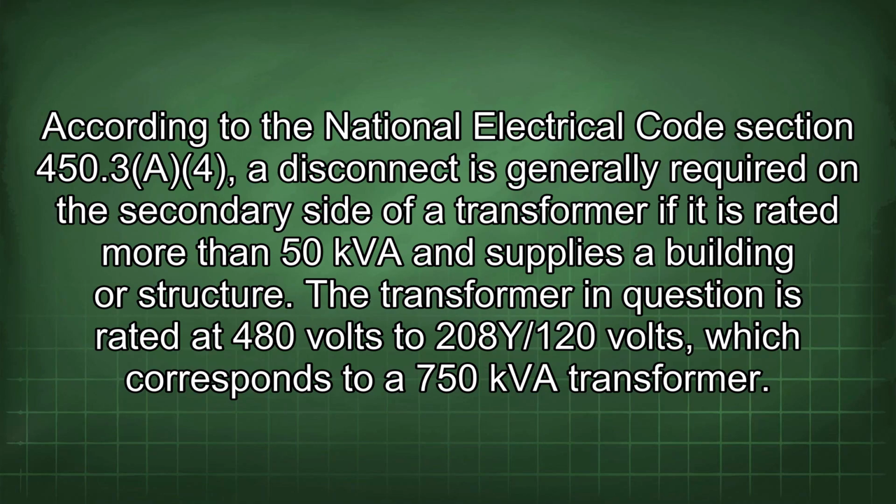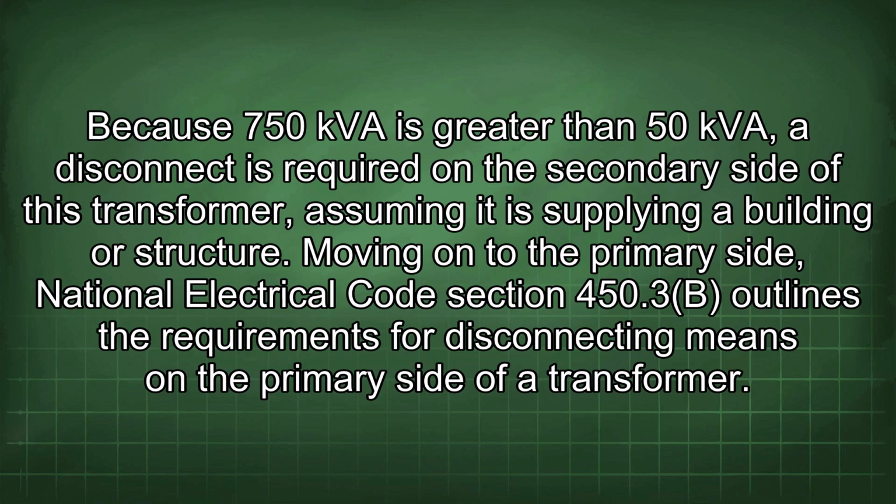According to the National Electrical Code Section 450.3, a disconnect is generally required on the secondary side of a transformer if it is rated more than 50 kVA and supplies a building or structure. The transformer in question is rated at 480 volts to 208Y/120 volts, which corresponds to a 750 kVA transformer. Because 750 kVA is greater than 50 kVA, a disconnect is required on the secondary side of this transformer, assuming it is supplying a building or structure.